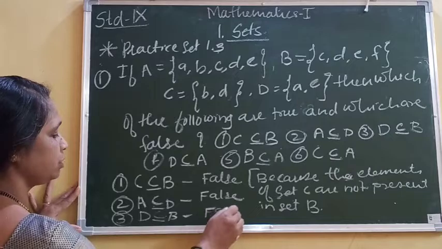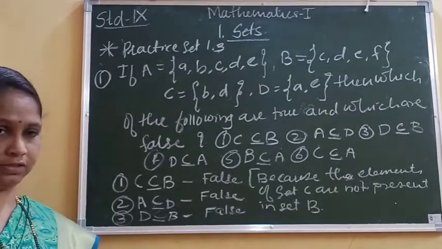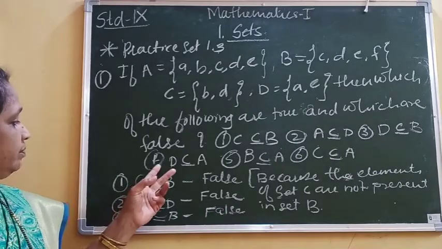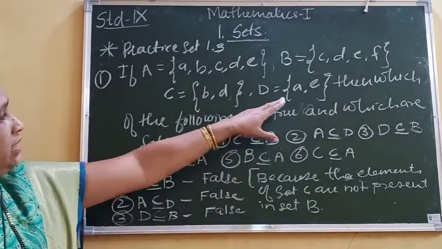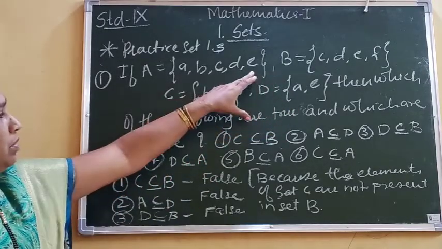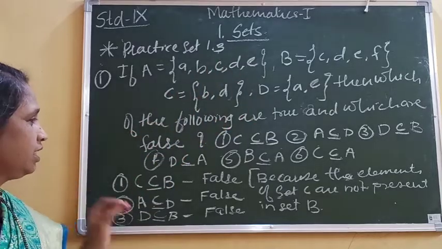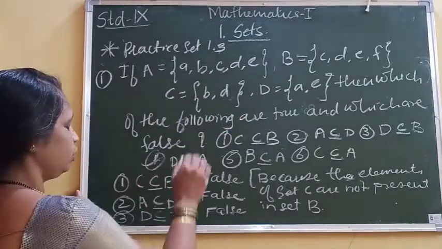Means this statement is also false. Okay. Now next, the fourth example is what? D is a subset of A. Now in this, both elements are present in A. Means this fourth one is true.